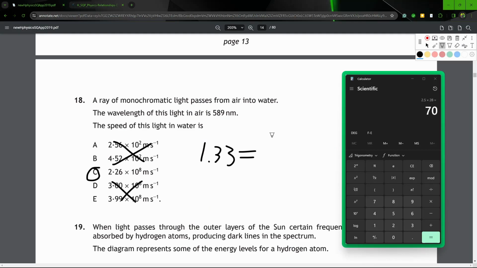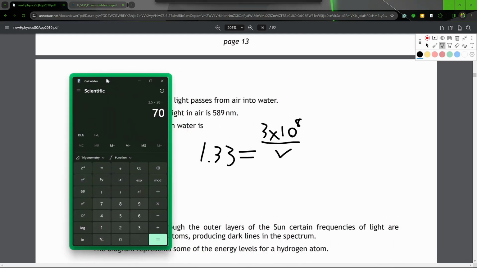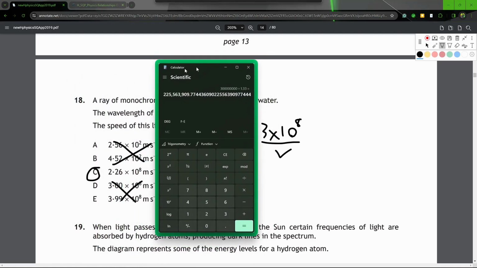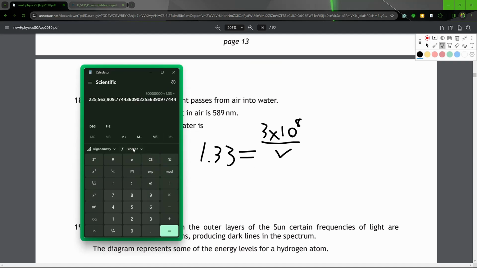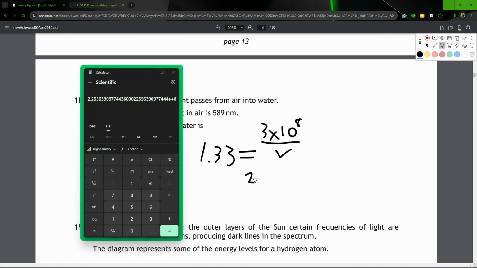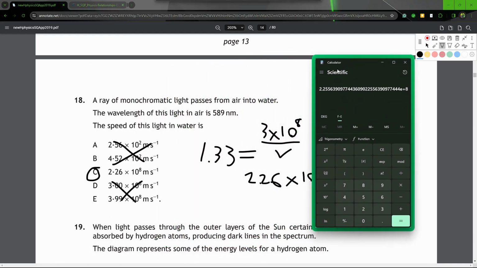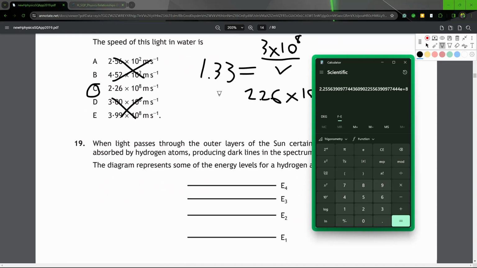So that means that air is always on top. So 3 times 10 to the 8 divided by v. If we rearrange this, we have 3 times 10 to the 8 divided by 1.33, and we get this. If we round this, that's roughly 2.26 times 10 to the 8 meters per second, which is also our answer if you didn't work it out logically. So you don't even need to use the wavelength, that's just a red herring.